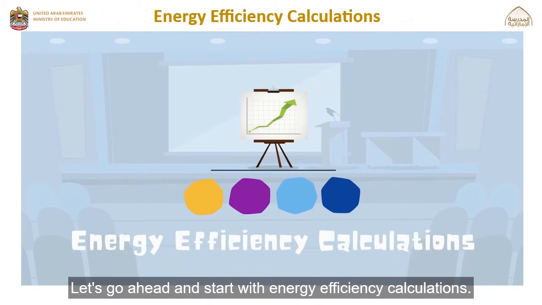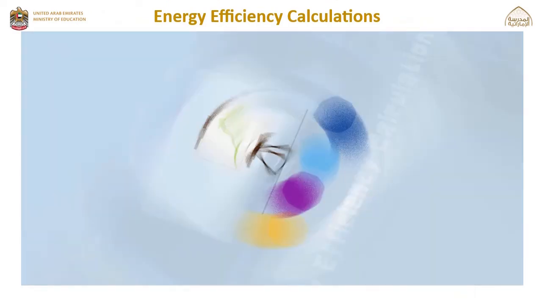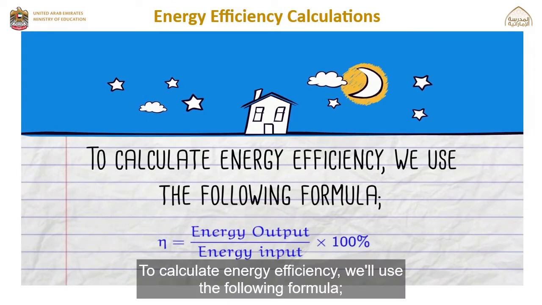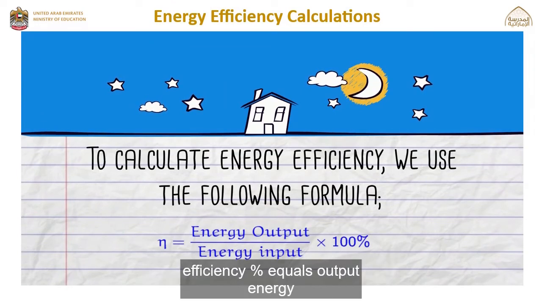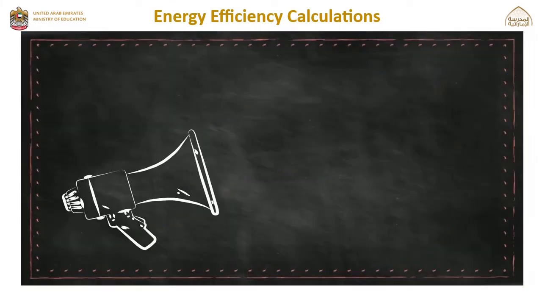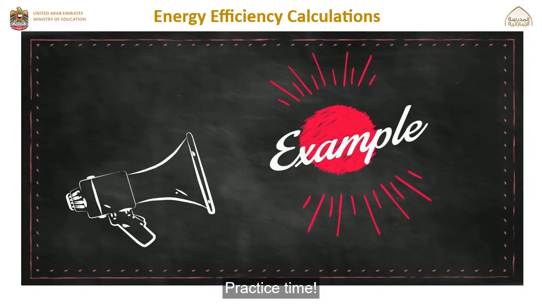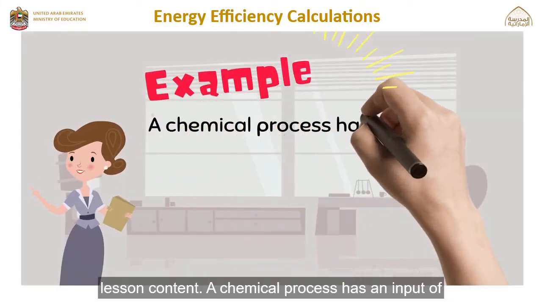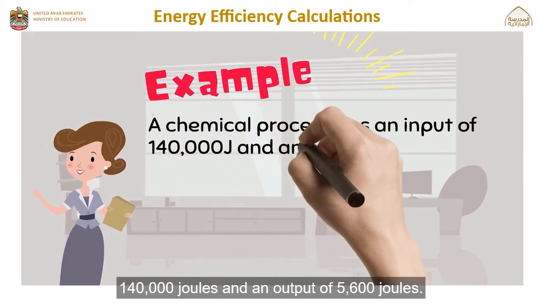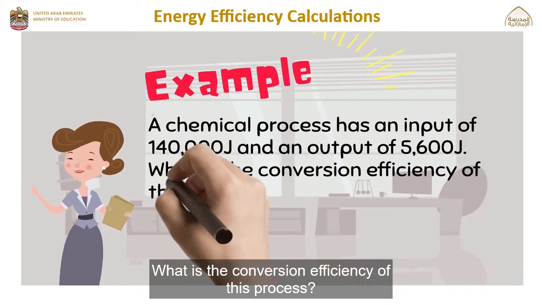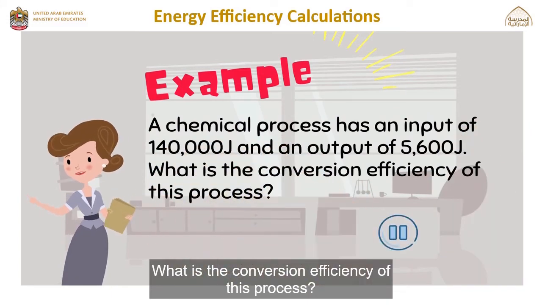Let's go ahead and start with energy efficiency calculations. To calculate energy efficiency, we use the following formula. Efficiency percentage equals output energy divided by input energy times 100. Practice time. Let's do one example together and see if you understood this lesson content. A chemical process has an input of 140,000 joules and an output of 5,600 joules. What is the conversion efficiency of this process?